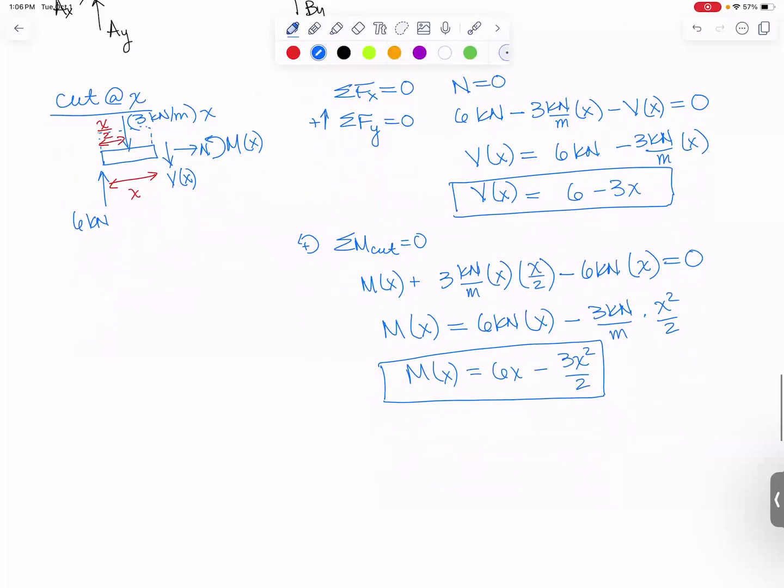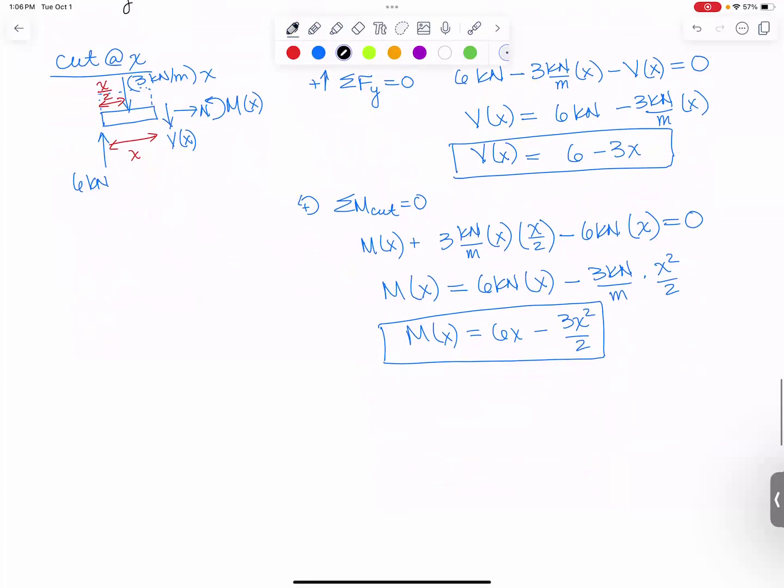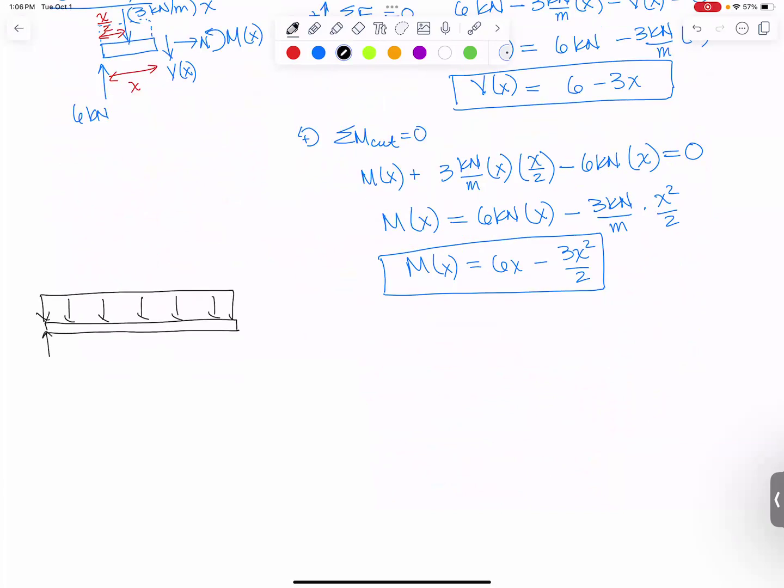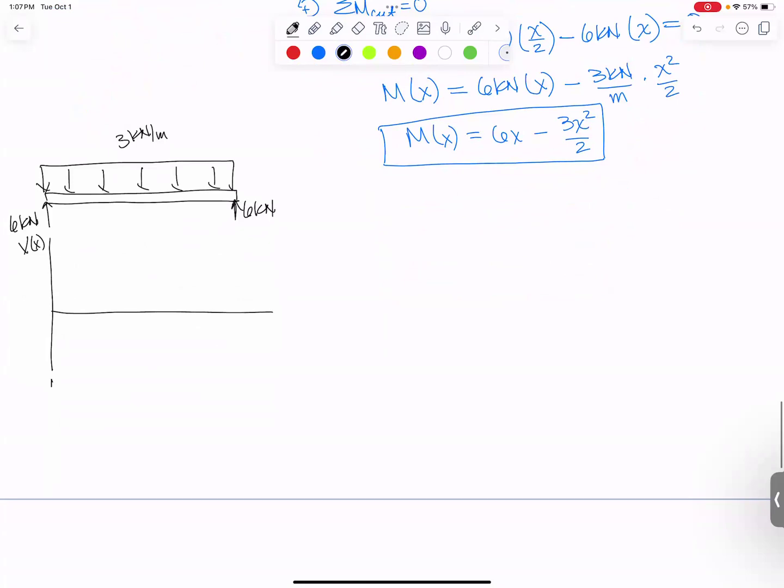So let's go ahead and draw out what the shear force and bending moment diagram will look like for this beam. I'll start by drawing the beam one more time. And it's got a uniform distributed load. We had a 6 kilonewtons there and 6 kilonewtons there. And this is a 3 kilonewton per meter distributed load. Now straight underneath it, I'm going to draw my shear force diagram. And then underneath that, we're going to draw our bending moment diagram.